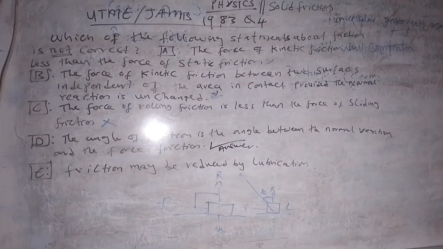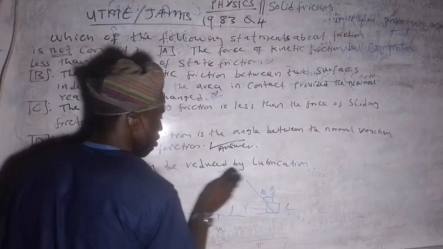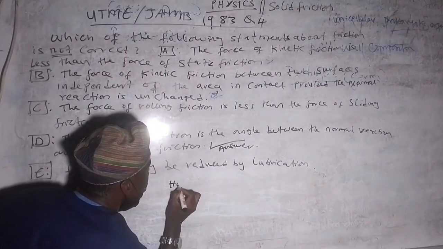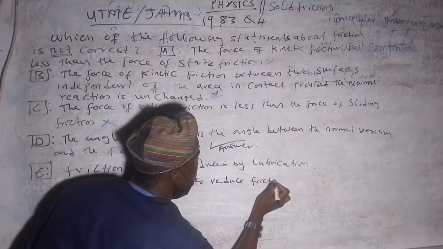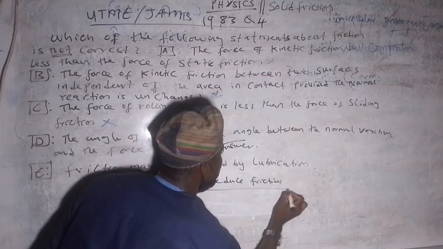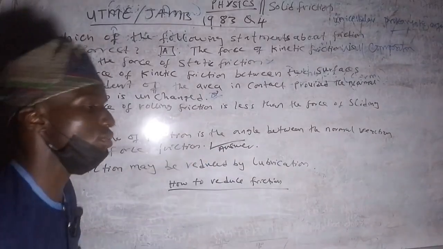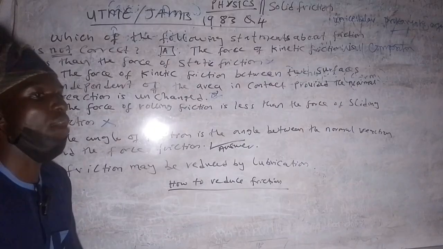But let's just check option E. Option E, friction may be reduced by lubrication. How can we reduce friction? I've not explained this. Let me quickly brush up. How do we reduce friction? I don't want friction to be happening in this thing. There's friction between this marker and this paper. How are we going to reduce the friction?